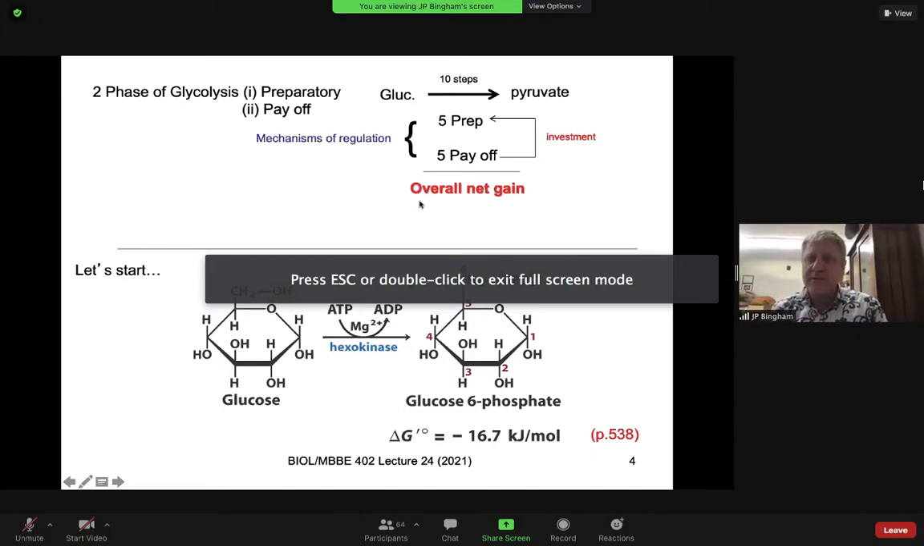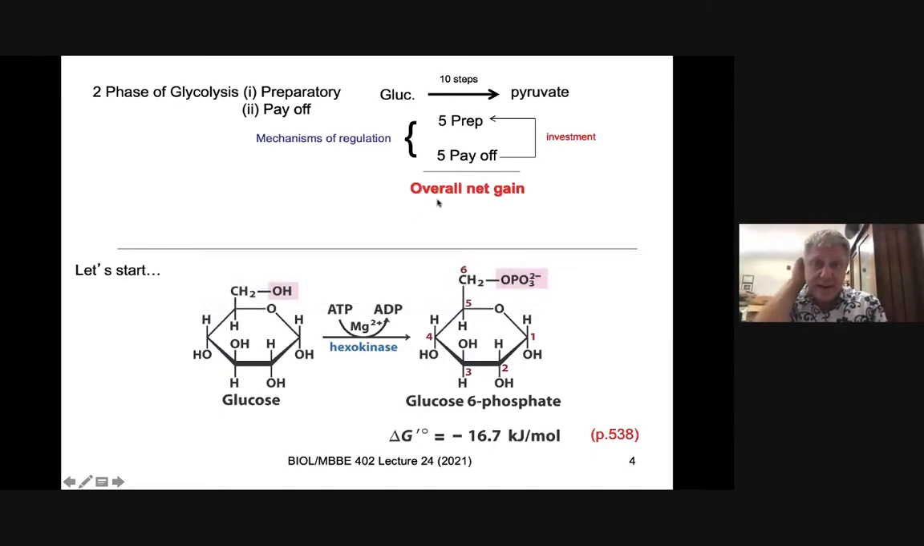where we're looking at the preparative and the payoff and the overall net gain. And again, keep in mind, any of these could be radio labeled. Any of these could be then transitioned through the metabolic process that we're doing and providing a positional labeling as well as a concentration. So again, let's start with glucose.